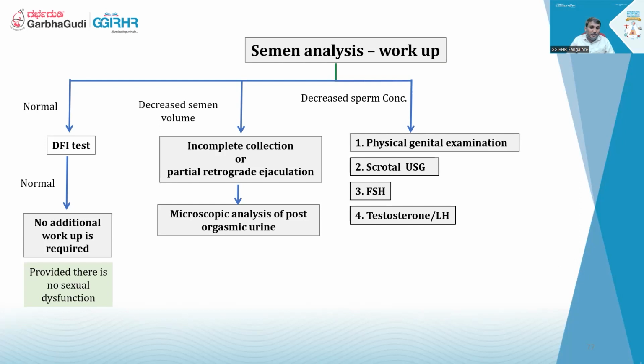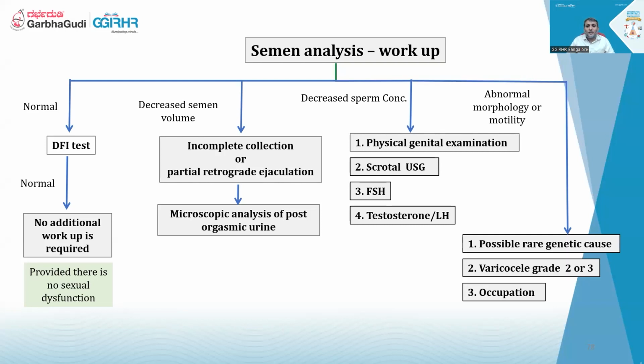Now, if there is decreased sperm count, what should you do? You should do a physical examination of the reproductive organs. Second, you should do scrotal USG, and hormonal evaluation has to be done: FSH, testosterone, LH. And if there are a lot of abnormal sperms, only hardly 1% or 0% normal sperms, means no normal sperms or 1% normal sperms.